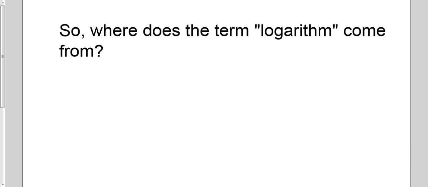Logarithm. Who's seen the word logarithm before? All my juniors should be raising their hands, so should my seniors. Why do I say that? We saw it on the ACT, right? And I feel very bad that I'm doing this lesson now as opposed to before the ACT.